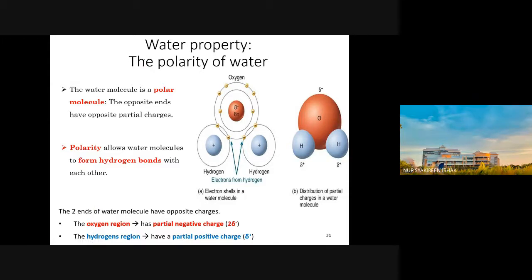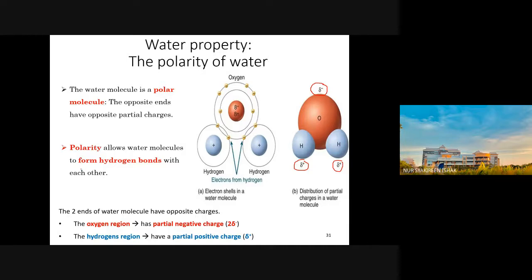So, water properties. As you know, water molecules are polar. Why is that? Because the water molecule consists of oxygen and hydrogen atoms, one oxygen atom and two hydrogen atoms. On the region where you have the oxygen, you have a partial negative charge. On the two hydrogen regions, you have a partial positive charge on each hydrogen atom. So water molecules are dipolar molecules; they have two charges, partial negative and partial positive.